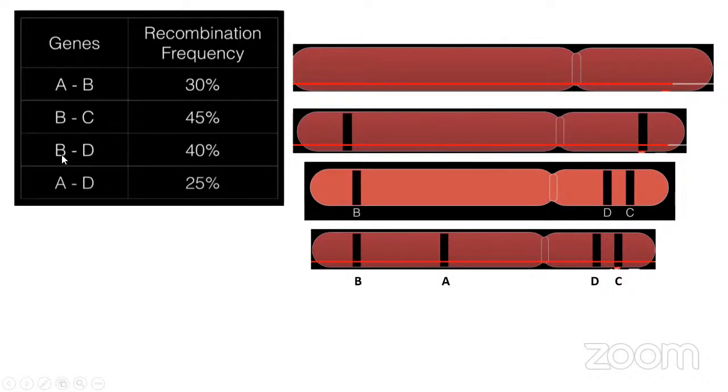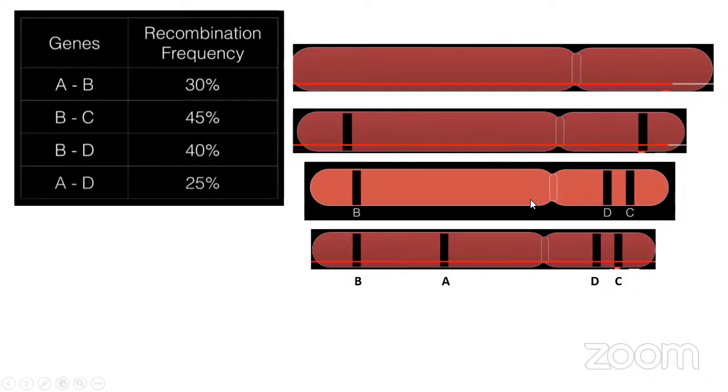So the next is the distance between B and D. B and D is around 40% frequency of recombination. The distance between B and C was 45. That clearly shows that D will be located here. It cannot be located on the other side because that will be on different chromosomes. And the other thing is that D should be nearer to B as compared to C, because the frequency of recombination between B and C is 45 and between B and D is 40% only.